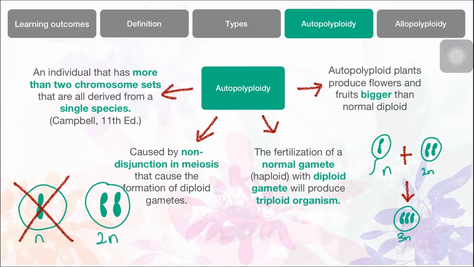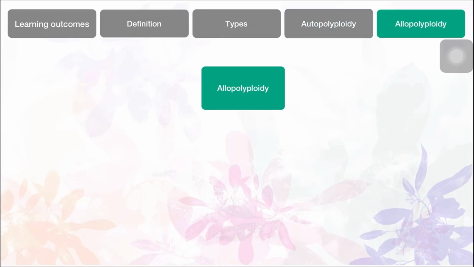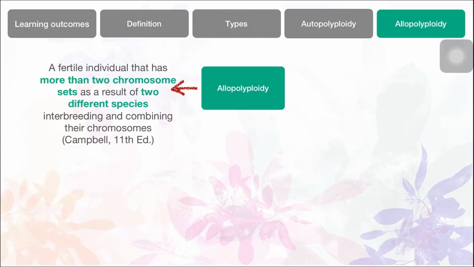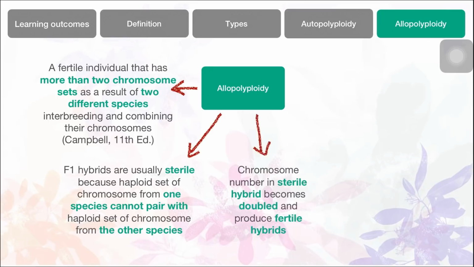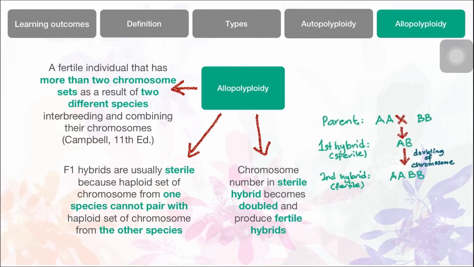Autopolyploid plants produce flowers and fruits bigger than normal diploids. Next is allopolyploidy. A fertile individual that has more than 2 chromosome sets as a result of 2 different species interbreeding and combining their chromosomes. F1 hybrids are usually sterile because the haploid set of chromosomes from one species cannot pair with the haploid set of chromosomes from the other species. Chromosome number in sterile hybrids becomes doubled and produces fertile hybrids. Allopolyploids will produce new species.